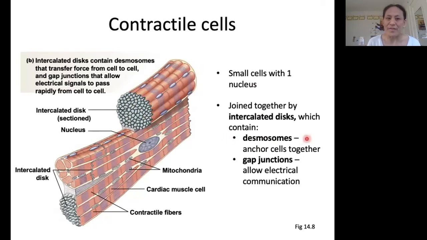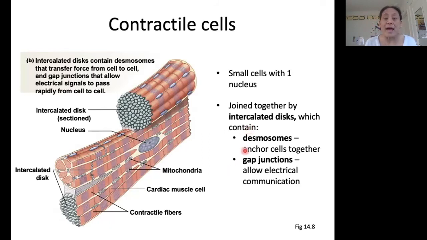One structure we can find in intercalated discs is the desmosomes. Desmosomes are called anchoring junctions. They anchor the cells together, so they're kind of like a glue that holds the cells of the heart together. That's important because the heart is doing a lot of moving around and undergoing a lot of mechanical stress. So the desmosomes help to hold everything together.